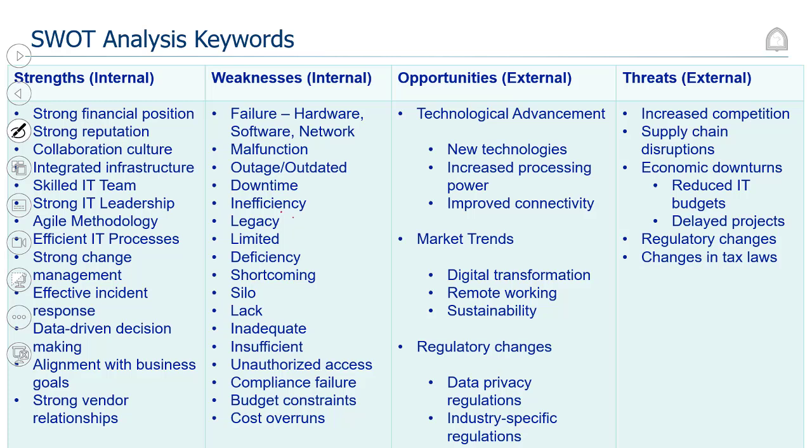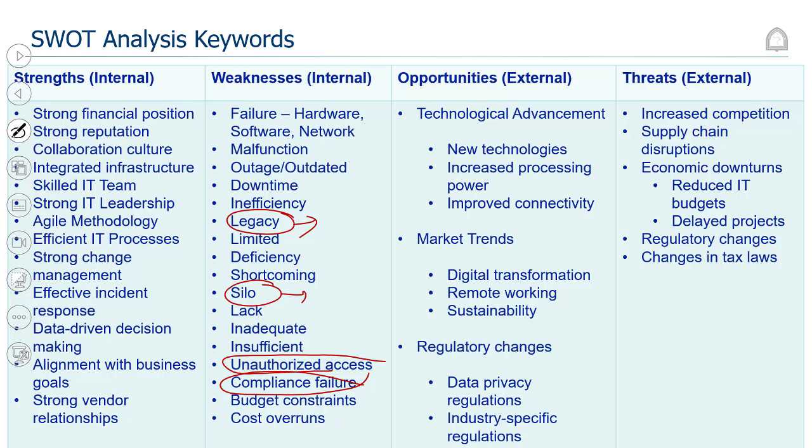Things like legacy systems, okay? Things like silo. Silo is not good. Silo simply means things are not integrated. Legacy simply means things are outdated, old technologies. Unauthorized access, those are security issues. Compliance failure, you're not complying with it.